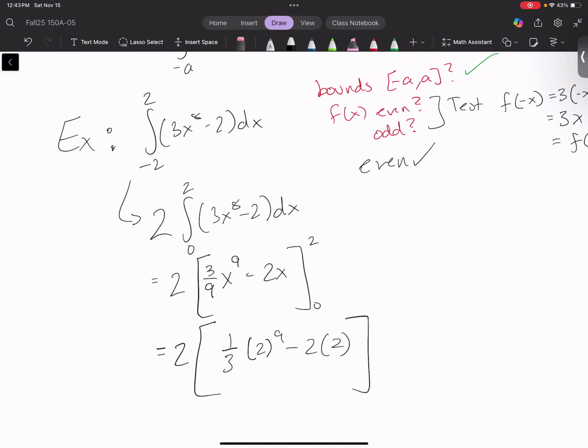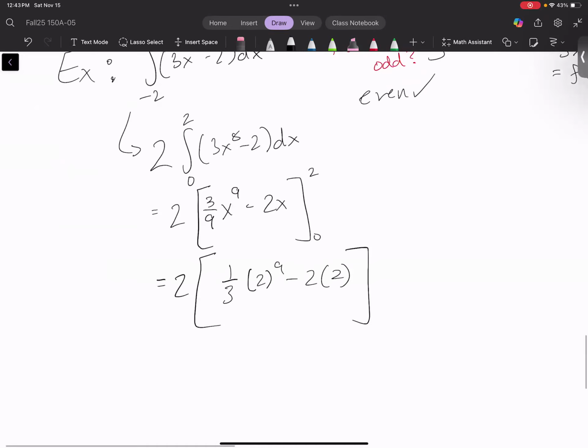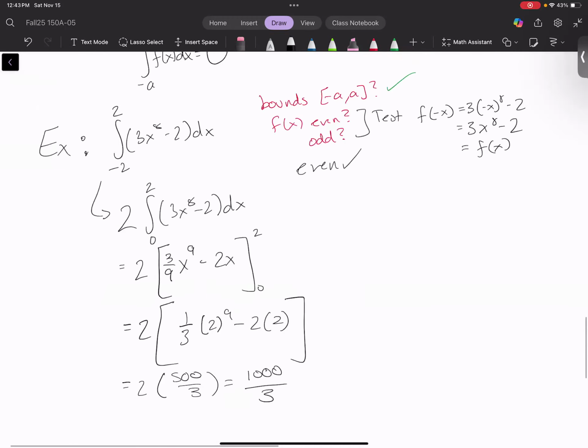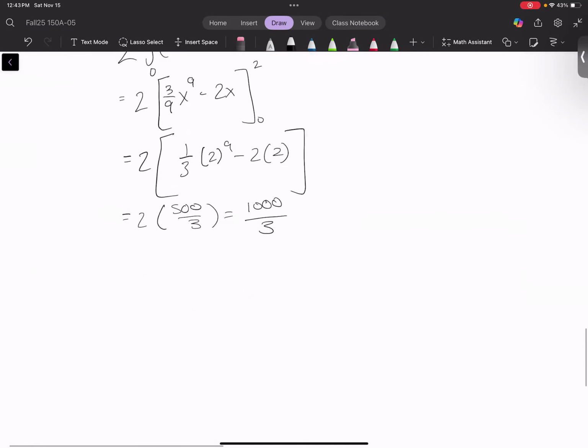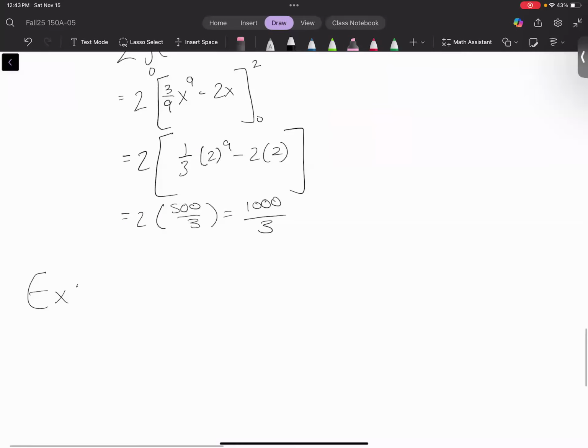And what you'll see is this is going to be 500 over 3, which is 1,000 over 3. And that was nice because I didn't have to really deal with the lower bound at all, right? It was just 0. So that's cool.